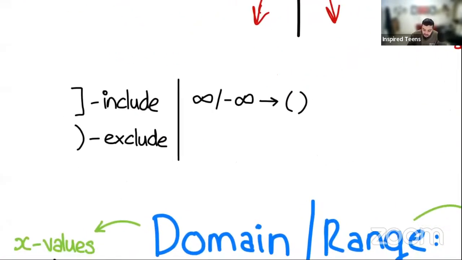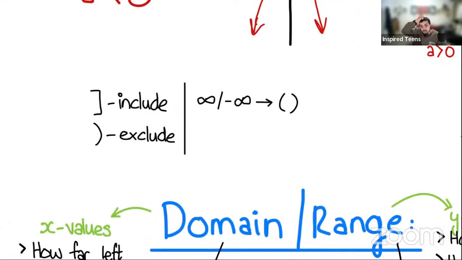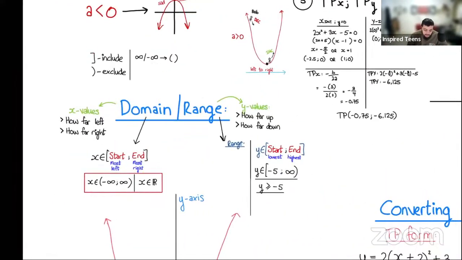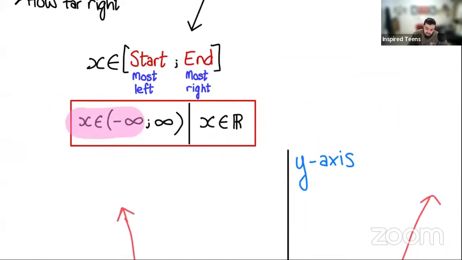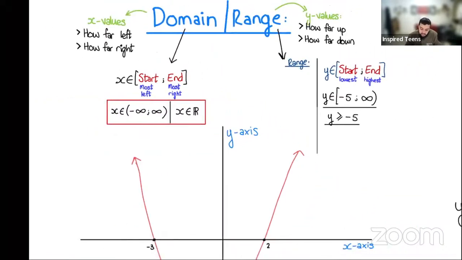Hopefully that makes sense. So include is a square bracket, exclude is a round bracket, and infinity or negative infinity, you never include, you will always exclude with a round bracket. So that's how we got this answer. Another way of writing this is x is an element of all real numbers, because it goes from negative infinity to positive infinity. So x is an element of real numbers.